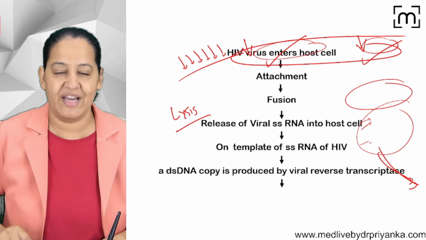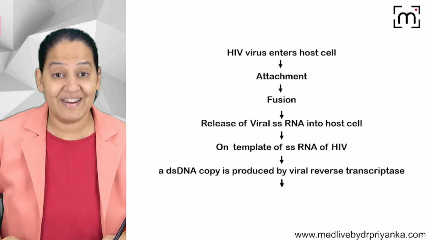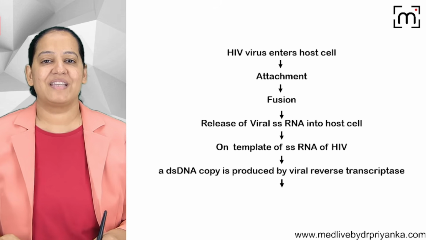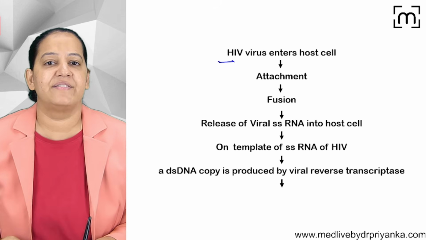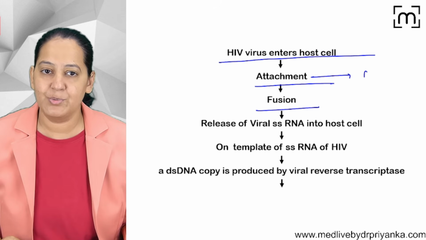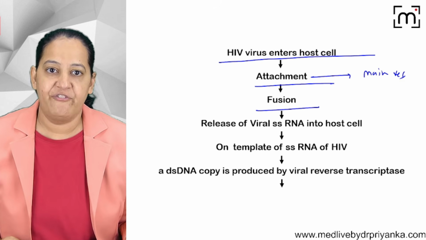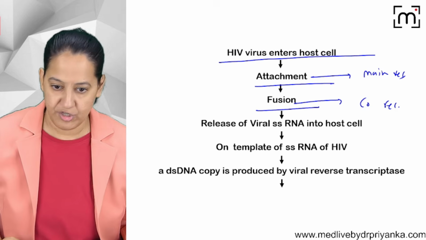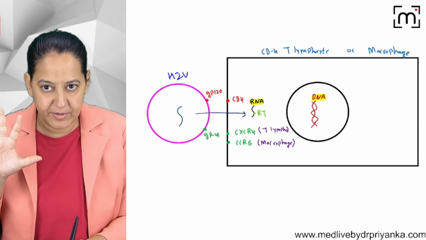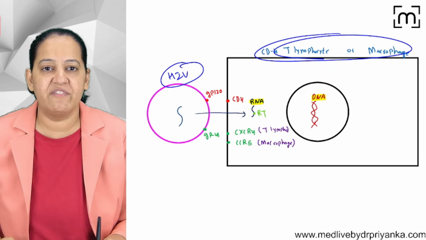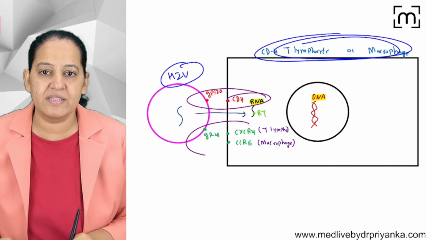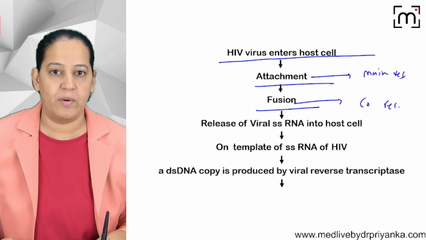So let me show you the life cycle in the form of a flowchart so that we can start the drugs quickly. I'm excited to start the drugs. The first step, HIV virus enters the host cell. Then it does attachment and fusion. Attachment is with the help of main receptor and fusion with the help of co-receptor. You know what are main receptor, what are co-receptor. So HIV virus is coming, first it is attaching with the host cell, and then it is fusing. You can see this is attachment, this is fusion.